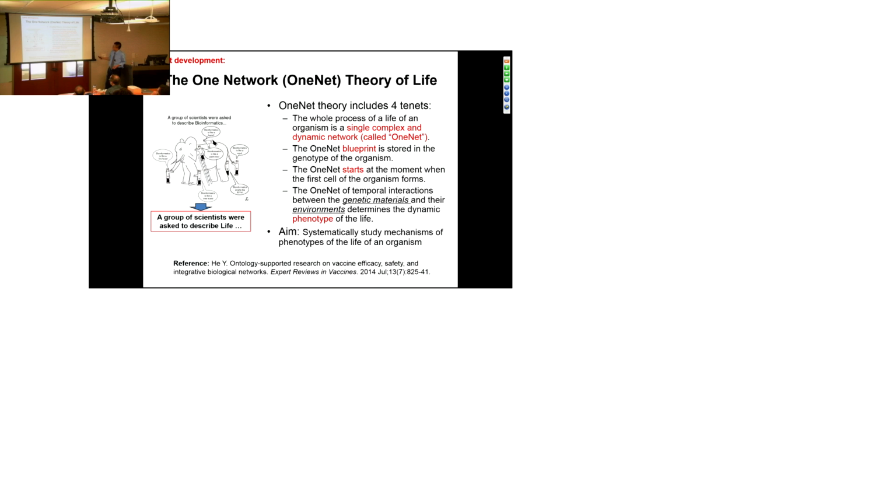So the whole process of life of an organism is a single complex dynamic network. We have the blueprint in the genome, and it starts at the moment when the first cell of the organism forms, and the interaction between the genetic material and the environment can decide the phenotype. Everything outside of the genetic material, outside DNA, can be considered as environment. So it can be intracellular and extracellular environment. So this is some story.